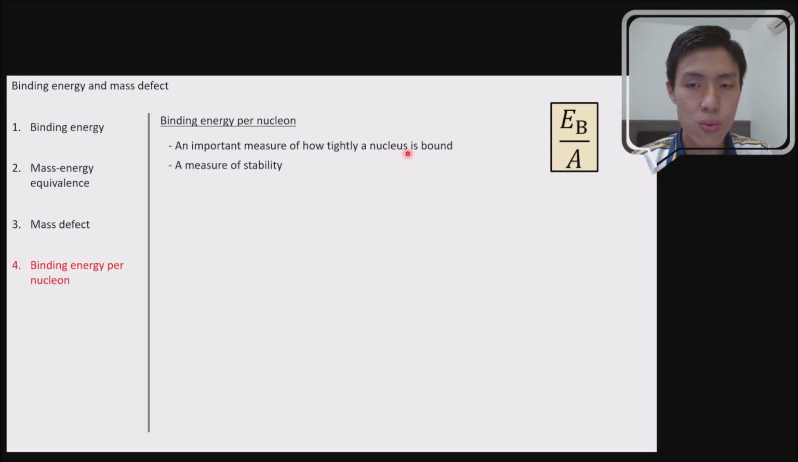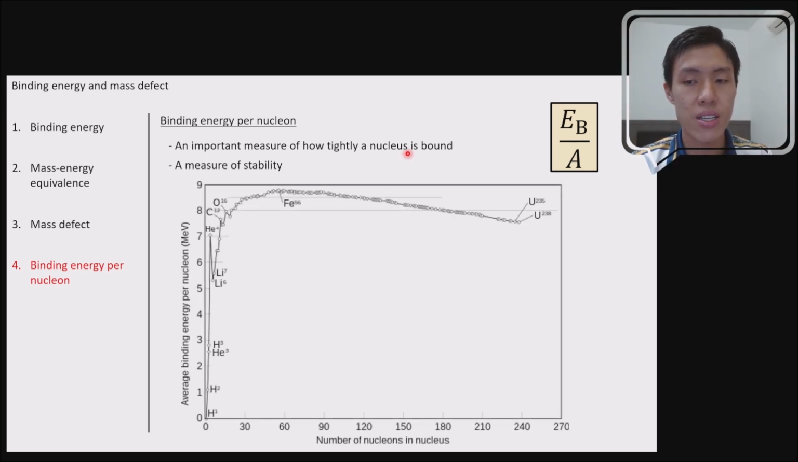Usually as physicists, we sketch or plot a graph to show how the binding energy per nucleon varies according to the number of nucleons in the nucleus. Over here you have your number of nucleons, which is protons and neutrons added together. This represents the number of nucleons that you have in the nucleus, and here it represents EB over A, the binding energy per nucleon for these different kinds of elements and isotopes.